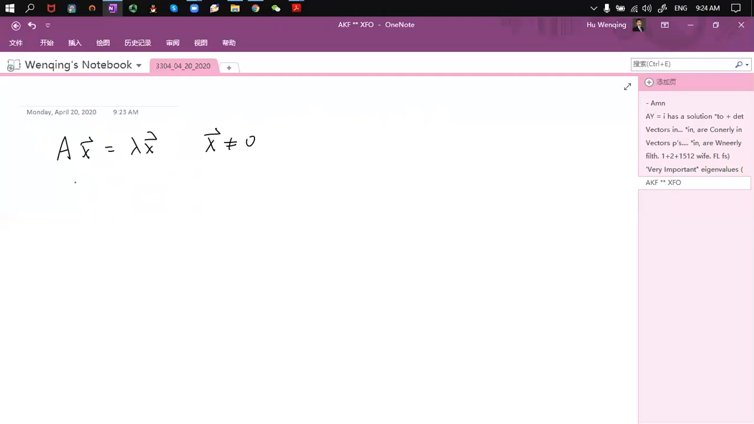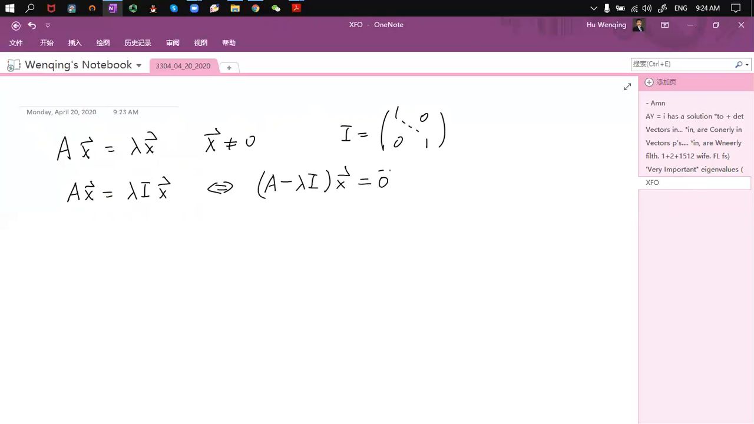Well, the idea is the following. You write Ax equal to lambda x as lambda multiplied by the identity matrix multiplied by x. Remember, the identity matrix is 1 on the diagonal and 0 on the off diagonal. So this can be further written as (A minus lambda I) multiplied by x is equal to 0. We can treat this matrix as a single matrix, theta. So theta x is equal to 0 has a non-zero solution, which means what?